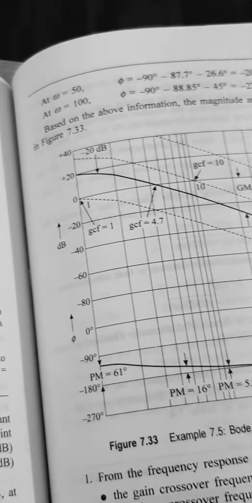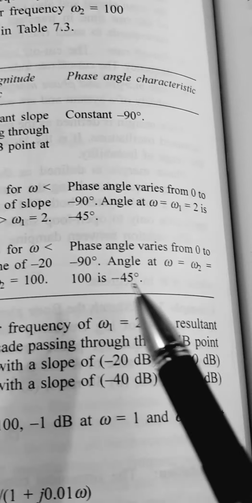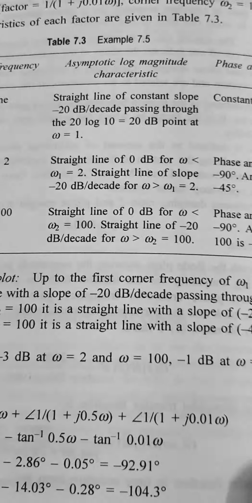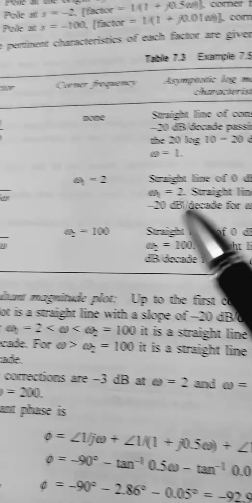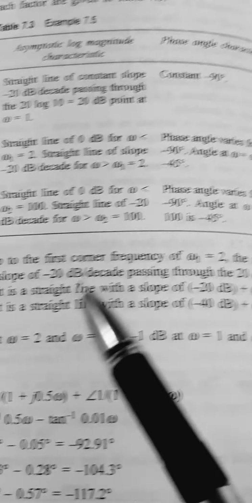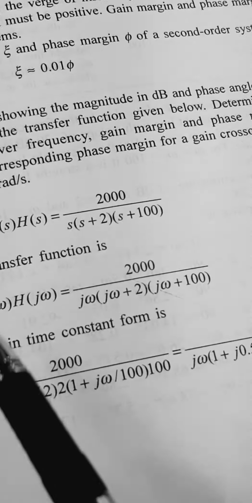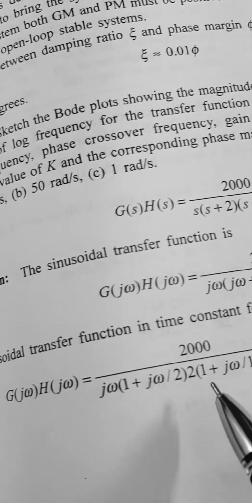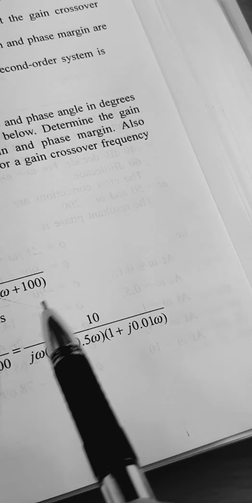Okay, so here also phase angle varies from 0 to minus 90 degree. Angle at corner frequency is minus 45 degree. Now we found the individual section angles, but we need to calculate the overall angle. So the overall angle of the system, that means this is your entire system.